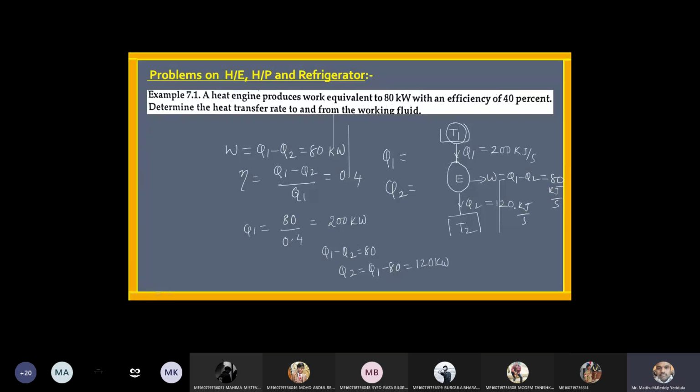Clear? Very simple basic problem, just to understand the terminology. Work is given, efficiency is given. Can I move to the next problem? Yes, sir. Diploma people. Yes, sir. Okay.